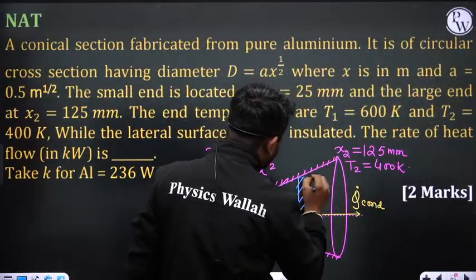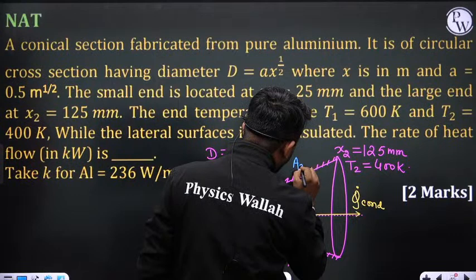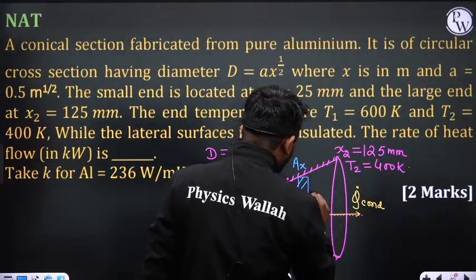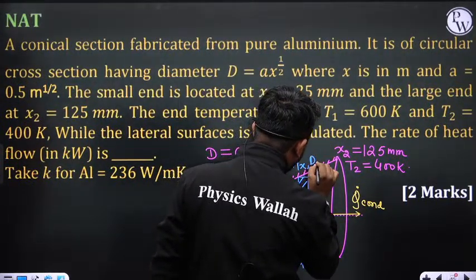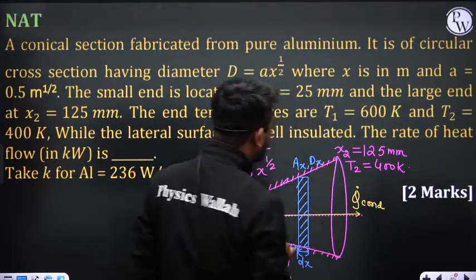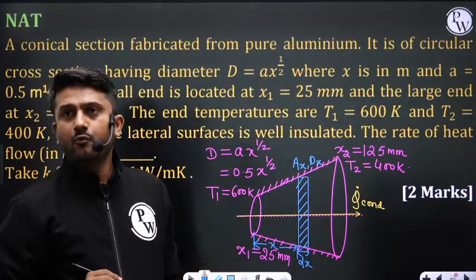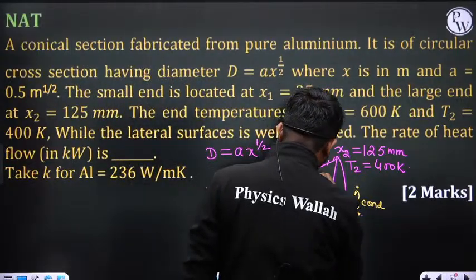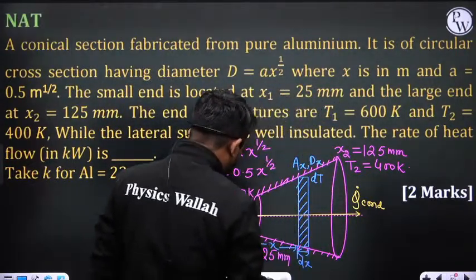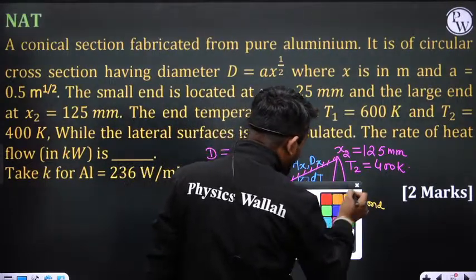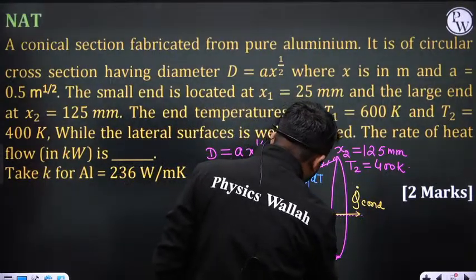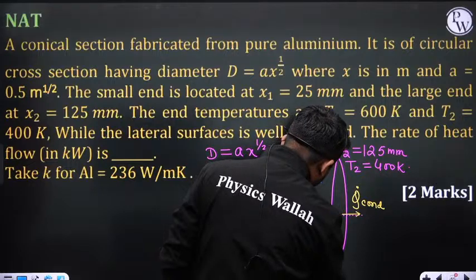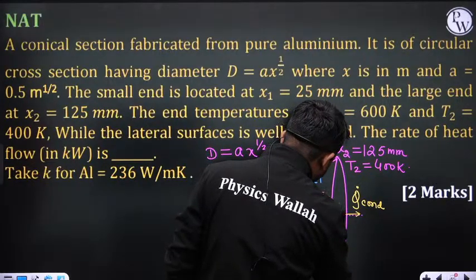And what is the area of this small element? So I can say the area of this small element is A x. And what is the diameter of this small element? That is a x to the power 1 by 2. And what is the temperature difference across this small element? That is dT. And what is the rate of conduction heat transfer through this small element? That is dQ dot.